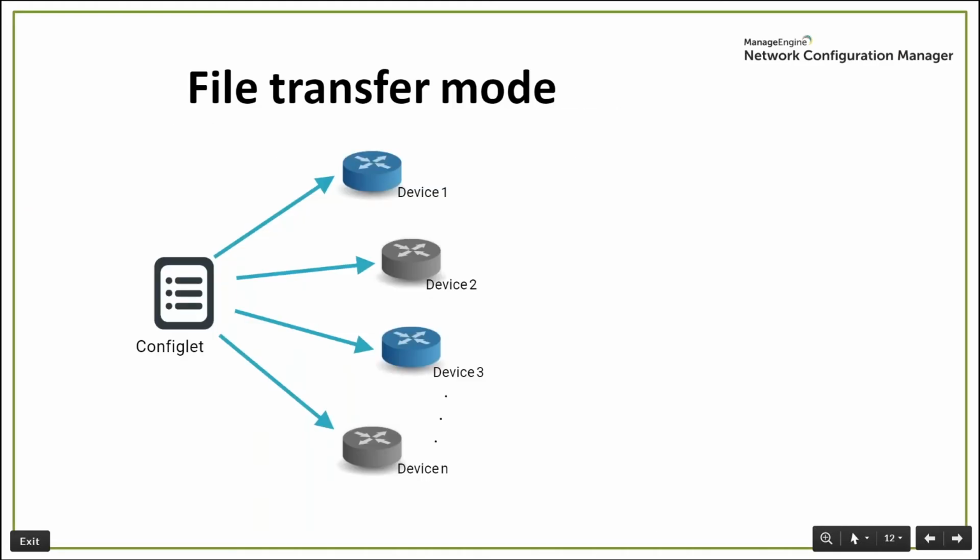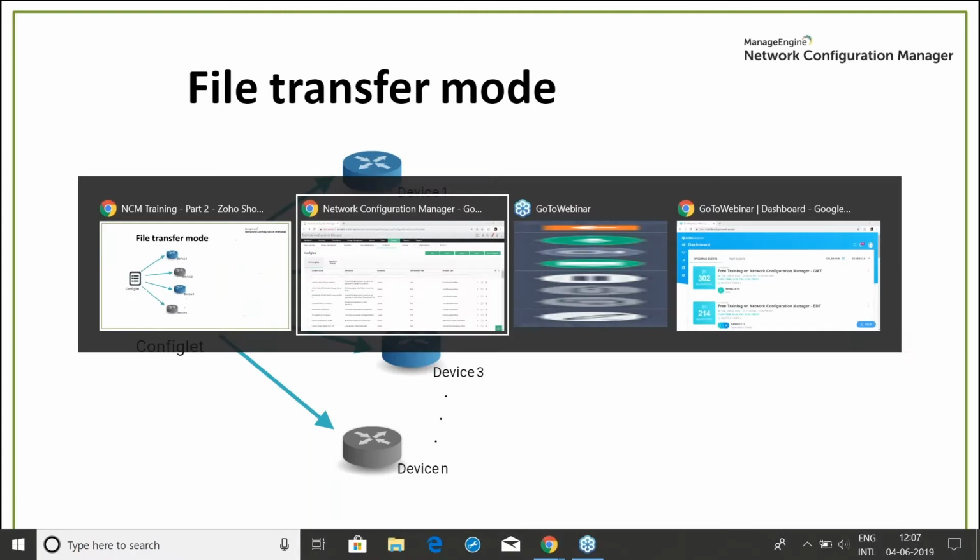So let us move on to file transfer mode. File transfer mode can be very useful if you wish to push a configlet to multiple devices at one go. So this is extremely beneficial if you have a configuration file and if you wish to push it to multiple devices. So it will save you time and effort since you don't have to go into every device and then upload the configuration file. You can use the file transfer mode and get it done in seconds. So let me show this to you.